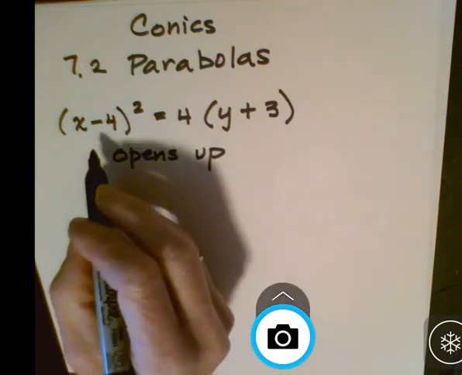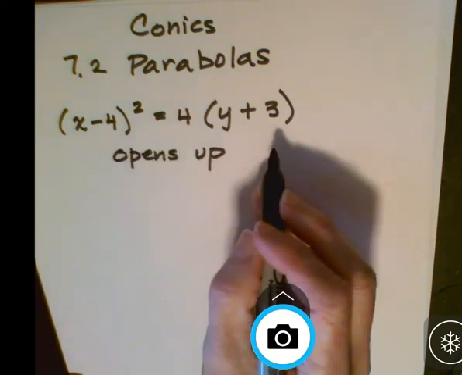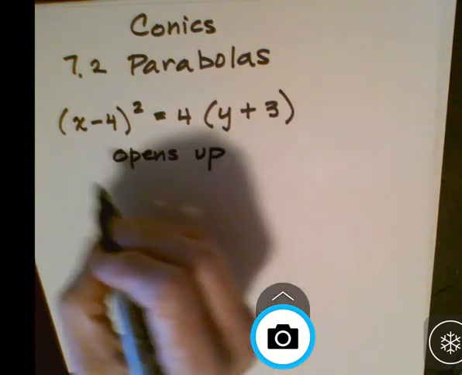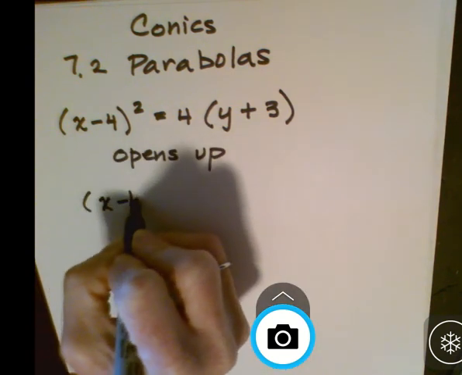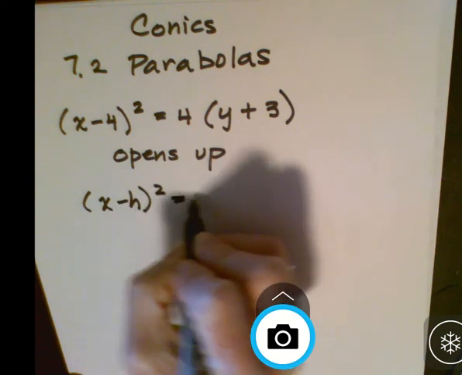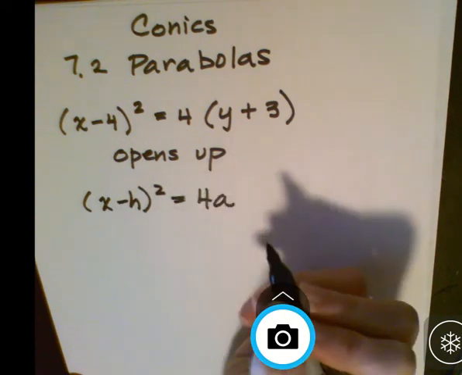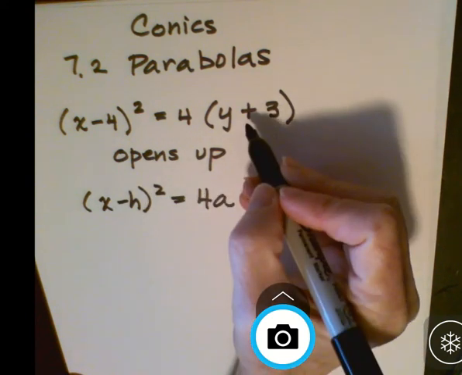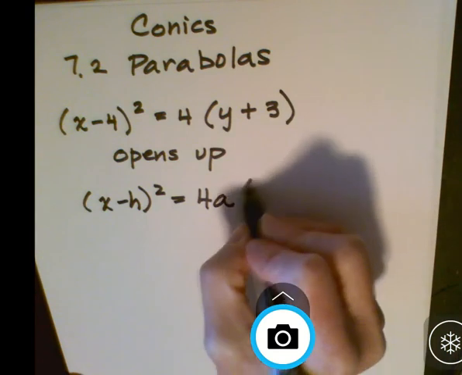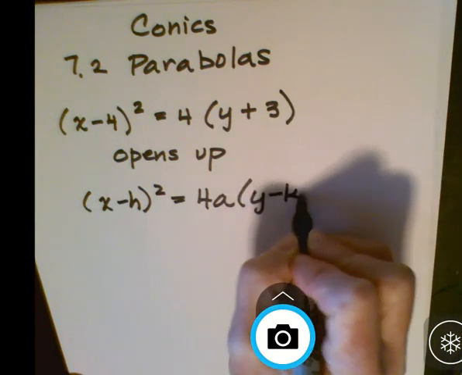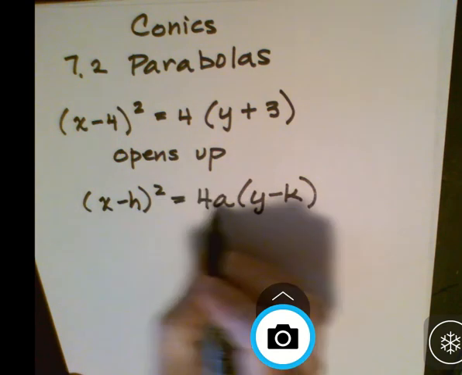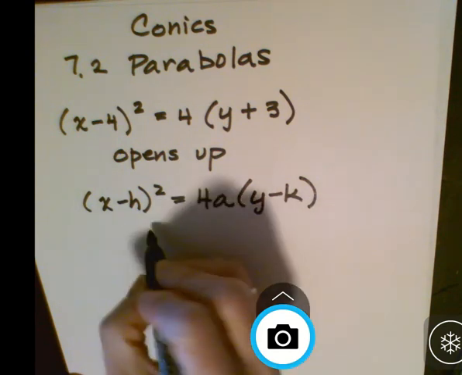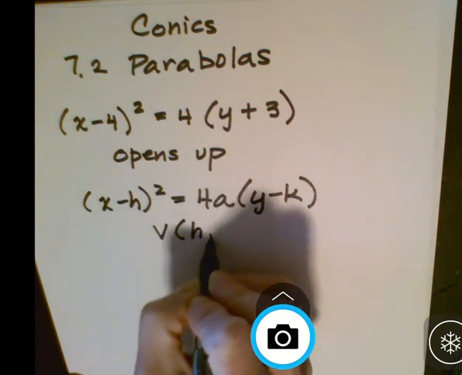What else can we tell? Well, this is called the vertex form of a parabola. So the standard form, let's write that: x minus h squared equals 4a, and we won't worry what a is. In this problem, a was 1, that's why it's just 4. y minus k. This is the standard form for a parabola that opens up with vertex h, k.